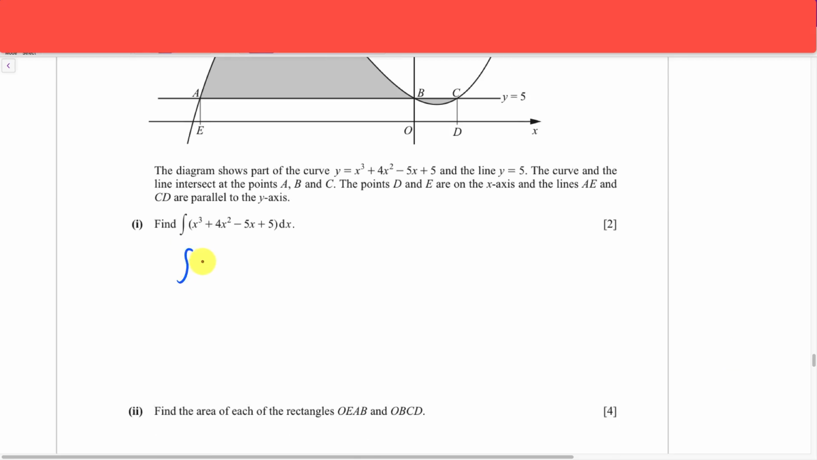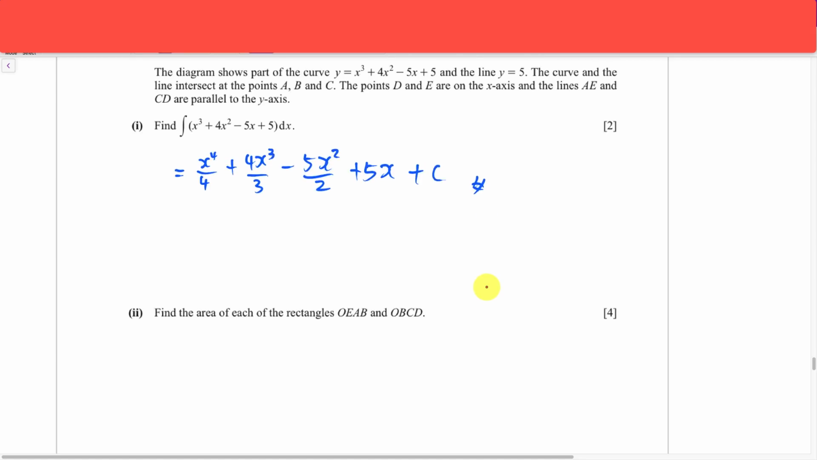It's very easy. Power plus 1 divided by the new power. This one is the same thing. 2 plus 1 is 3, divided by 3. This is 1, 1 plus 1 is 2, divided by 2. When there's no x, just add an x for it. No, I just integrate it, sorry. So plus c. Alright, just like this, you easily get 2 marks.